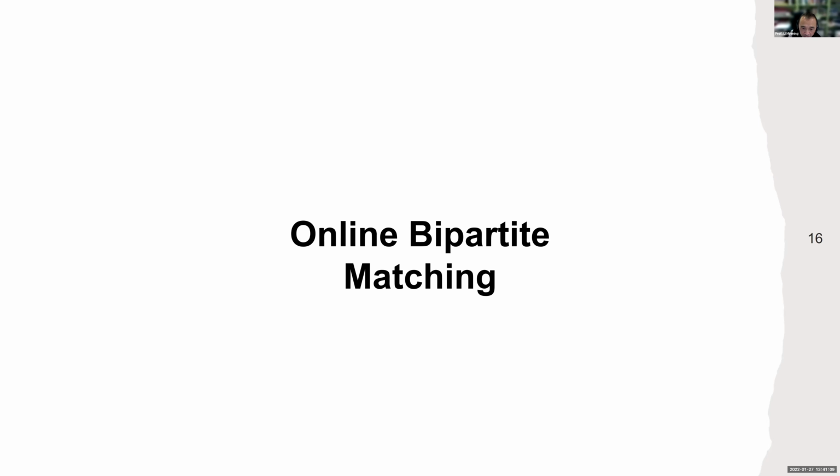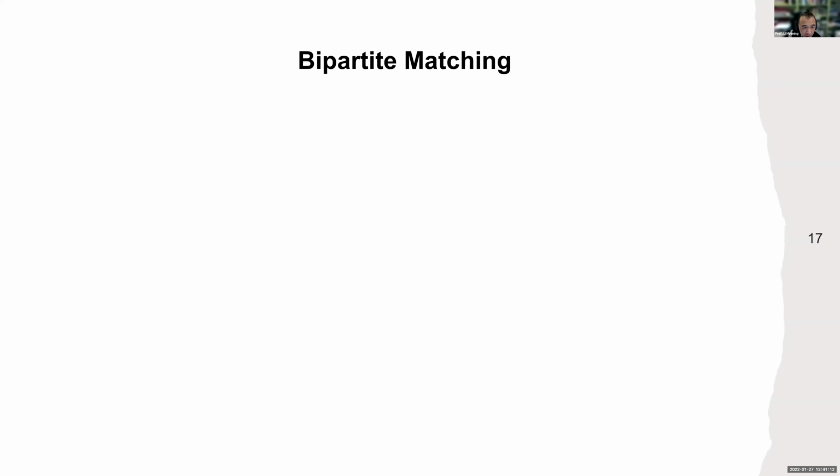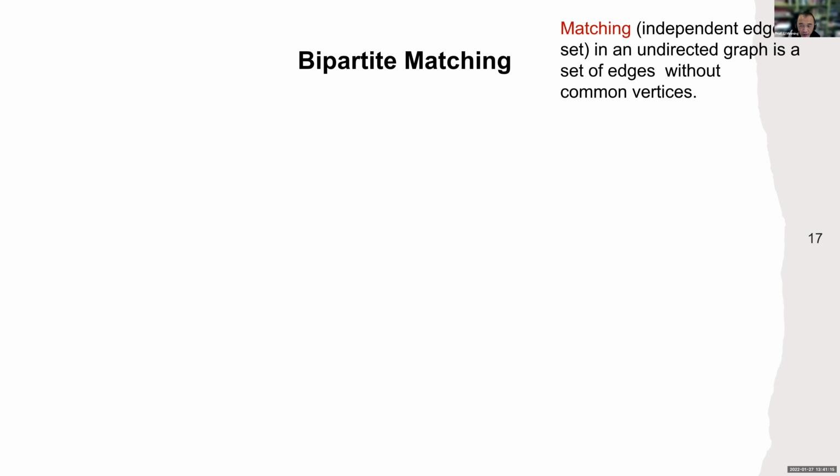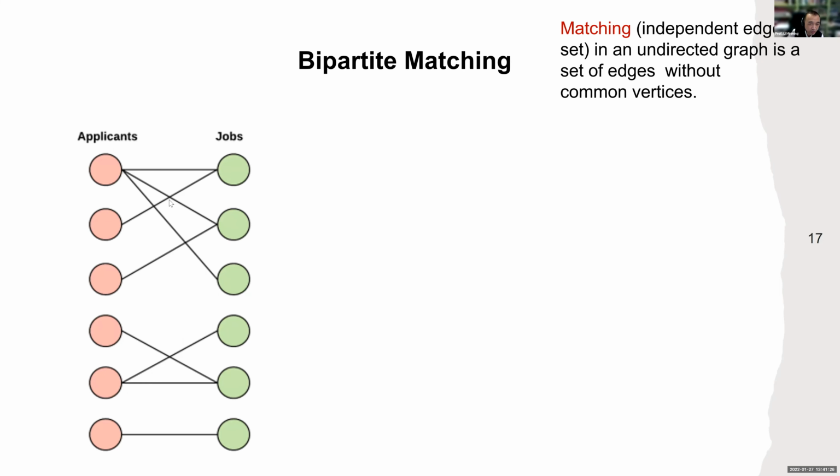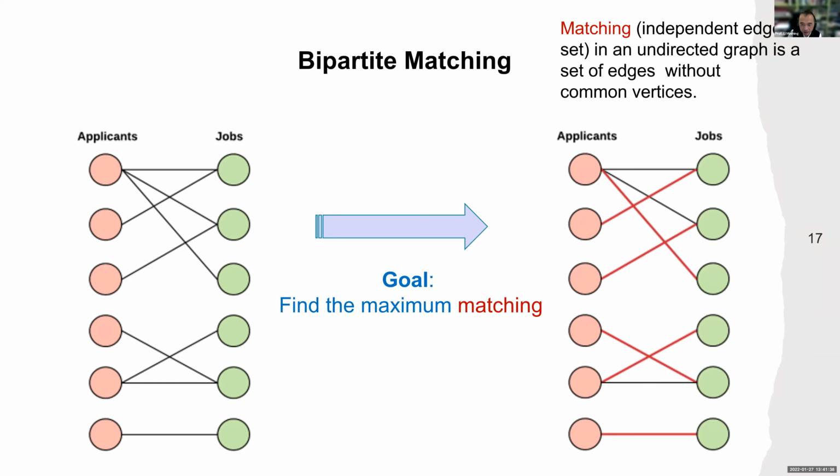Now it's our second topic in online algorithms. It's called online bipartite matching. The problem is very simple. It's matching, and we already know something about matching, but just a review. A matching in an undirected graph is a set of edges without common vertices. For example, if I give you such a graph, you have applicants on the left and jobs on the right. You can only map one applicant to one job. You can do something like this, and this is a matching. Then what's the maximum matching? It says I want to find the maximum number of red edges which form a matching.